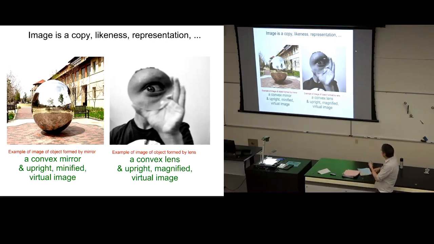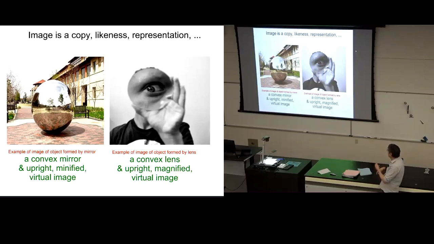Here's an image formed by a lens. Again, it's a copy, a representation, a likeness of a real eye, but this is the image of the eye. It's an image that's formed by the lens by refraction in the lens, like the image with the mirror was formed by reflection off the mirror. So this is an image with a lens that's formed by refraction, the bending of light rays. And this image also has some properties.